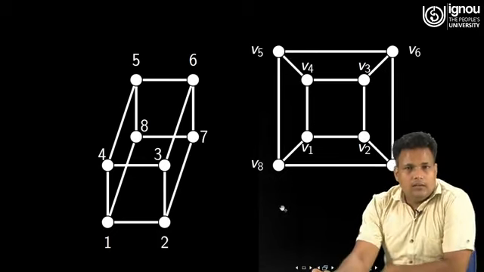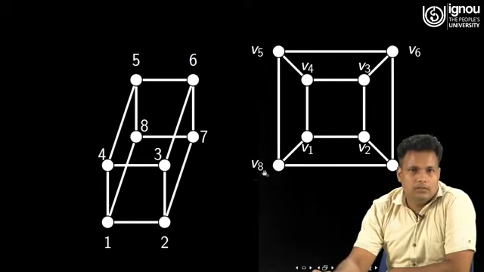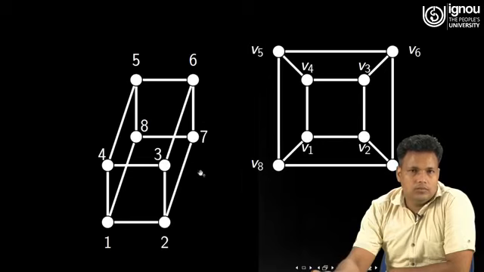Okay, so these are isomorphic, but let's now find what the isomorphism is. We just map the vertex 1 here to the vertex v1 here, and the vertex 2 to v2, 3 to v3, 4 to v4 and so on. That is, the vertex i here is mapped to the vertex vi.